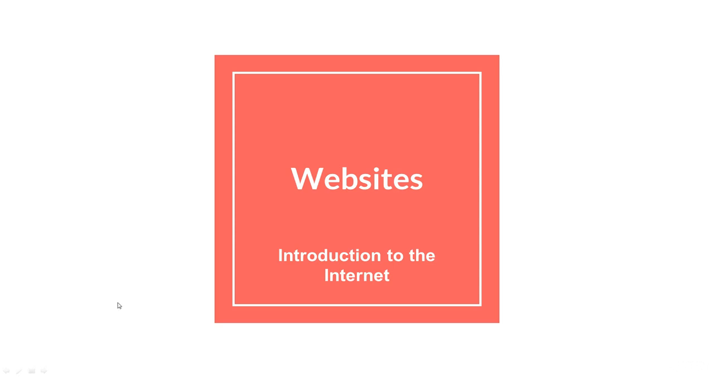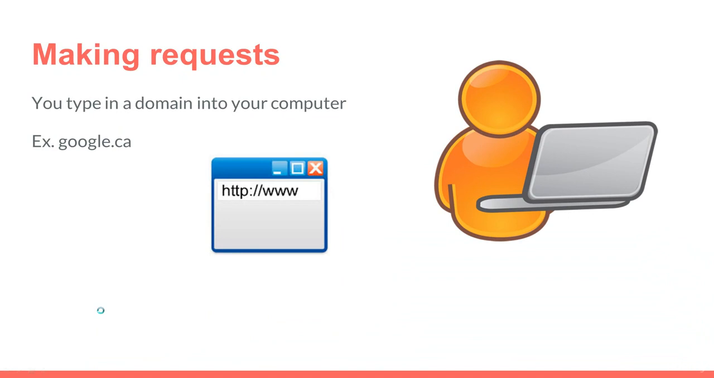In this lesson, we're going to be looking at what happens when you type a domain name into your browser and you get returned back a web page. So how does that work? The domain name within the browser can be any domain name. So we've got an example here of google.ca.